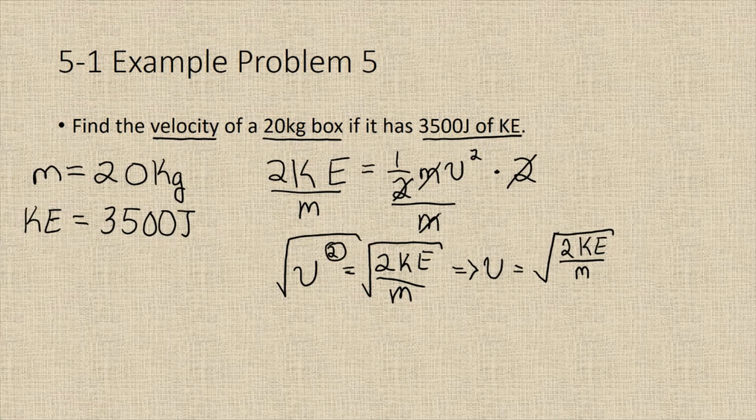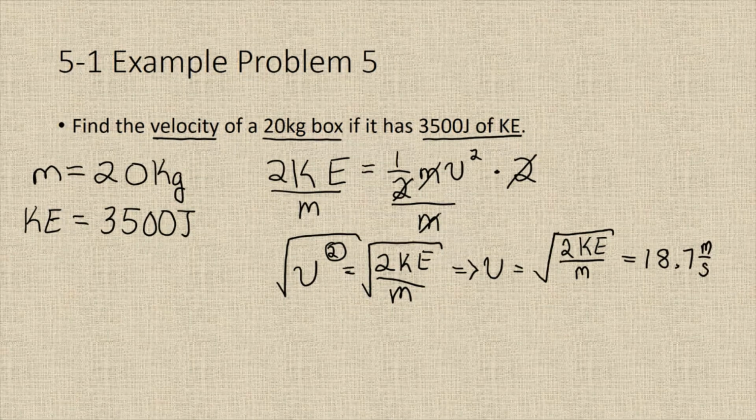And so now that we've rearranged it, we can plug and chug. 2 times 3,500 divided by 20, and then don't forget to take the square root of that answer, will leave us with 18.7 meters per second.